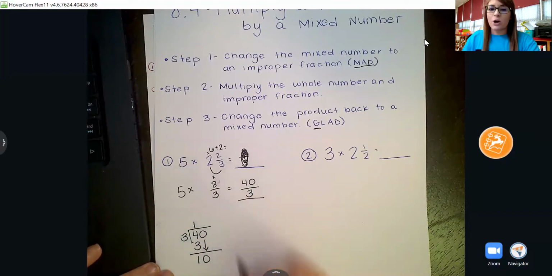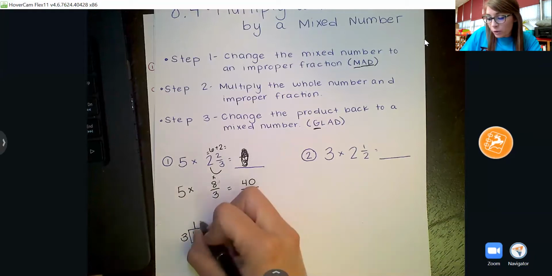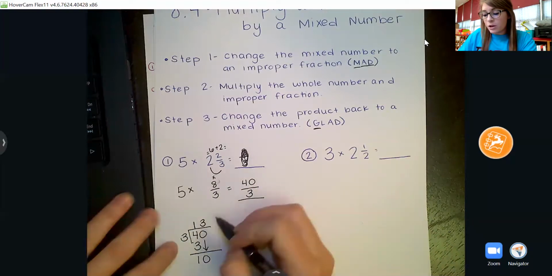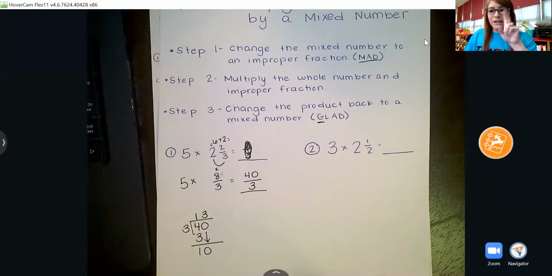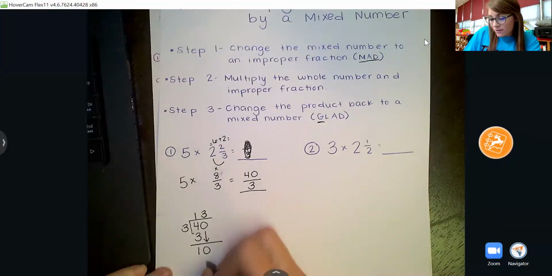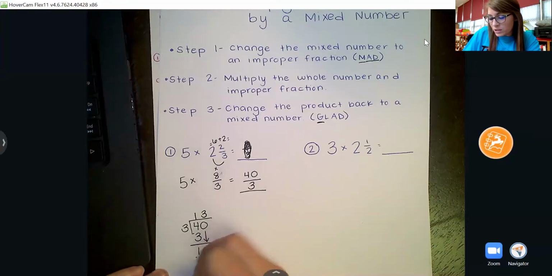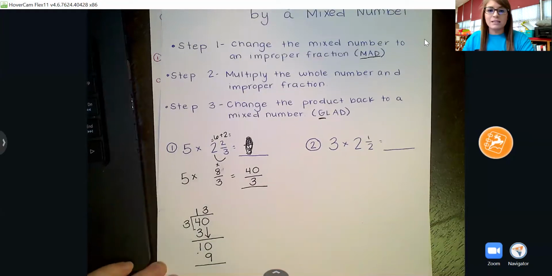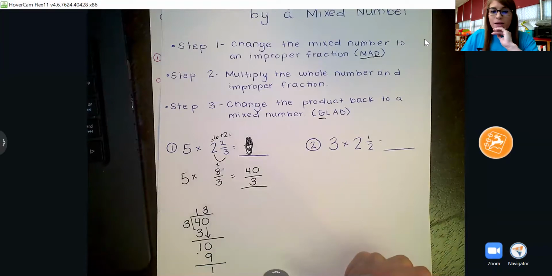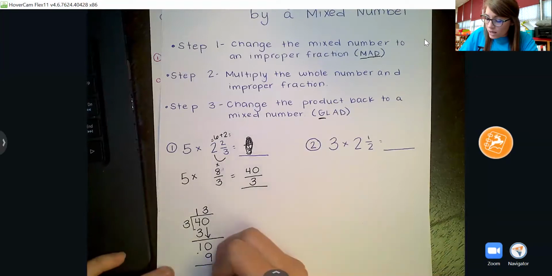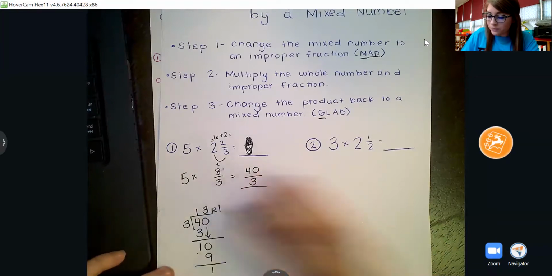How many times can 3 go into 10, boys and girls? 3 times what will get me close to 10? 3. Very good. So I'm going to put that 3 right back up here on top of the house. 3 times 3, that number I just put up there, is 3, 6, 9. Very good. And then we are going to subtract. 10 minus 9 is 1. Awesome job. 1 is less than 3. Do I have anything left to bring down? No, I do not, which means 1 is my remainder.